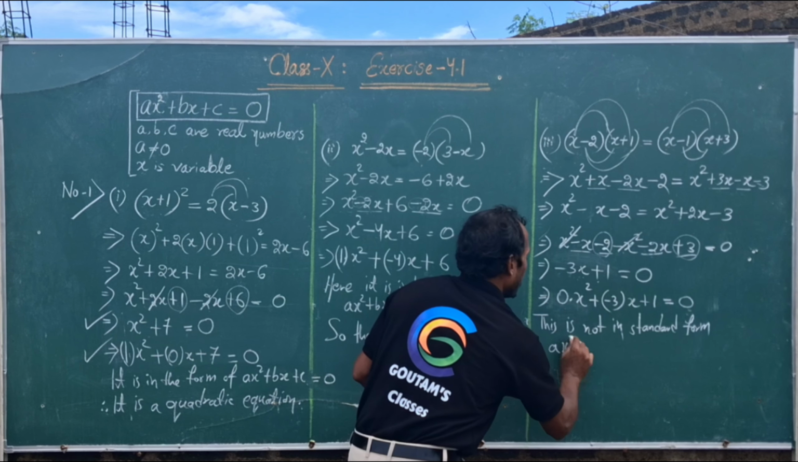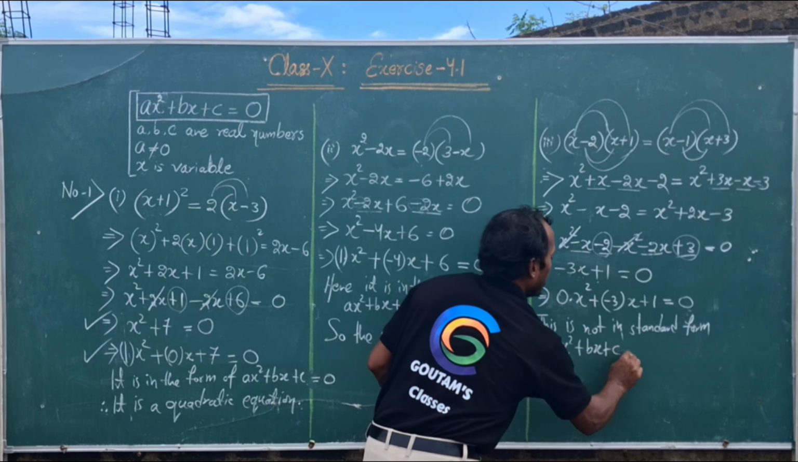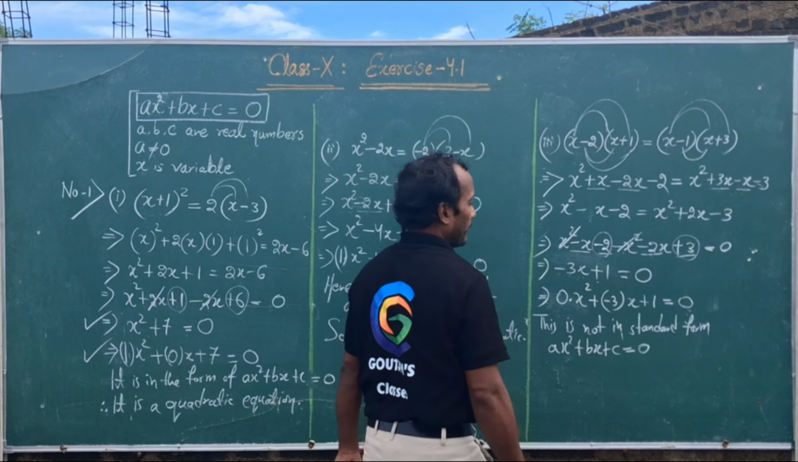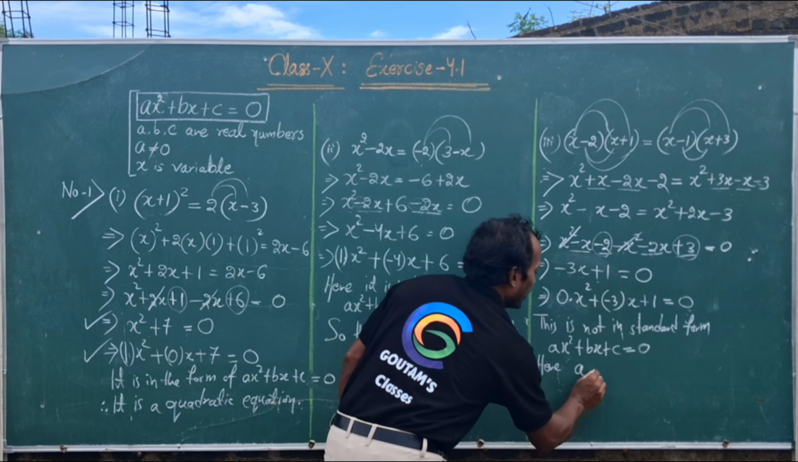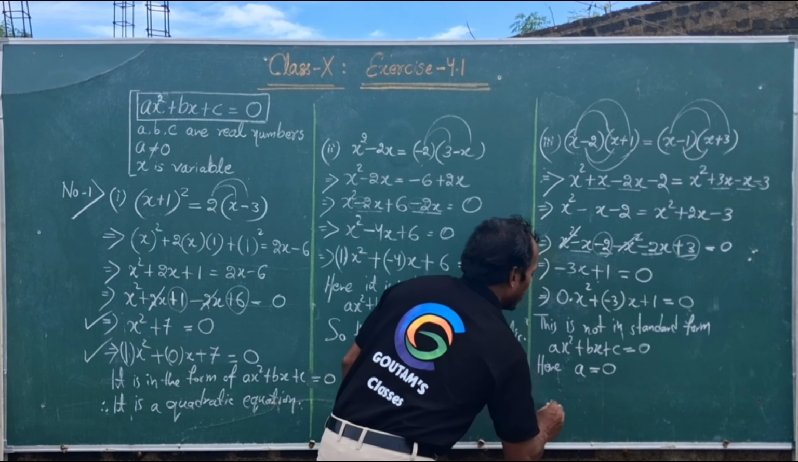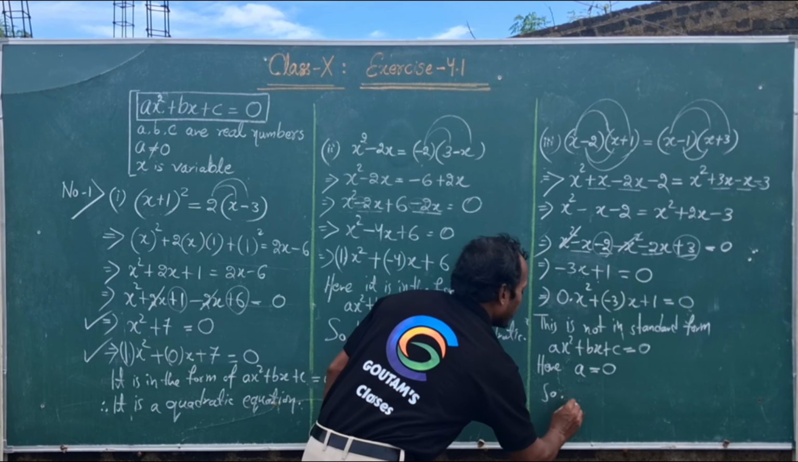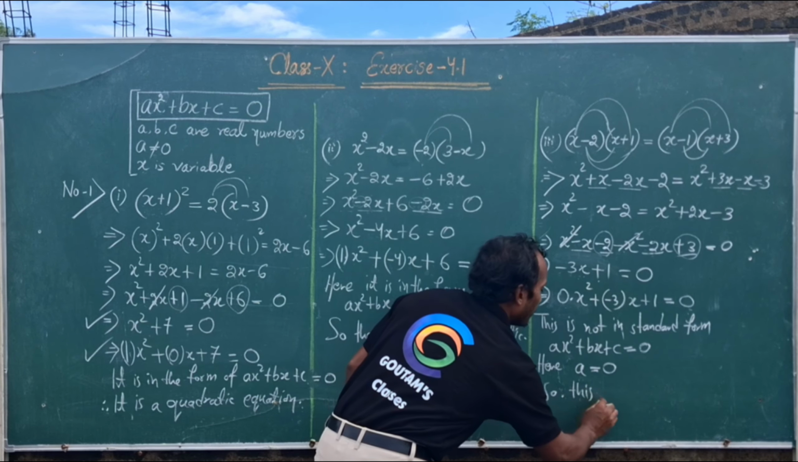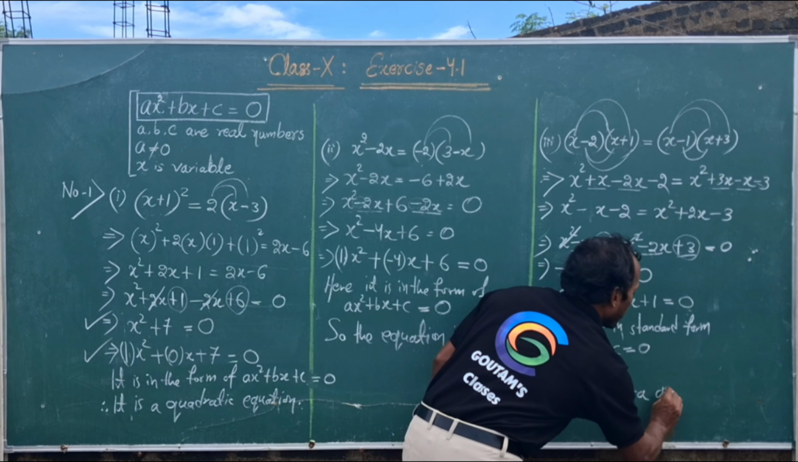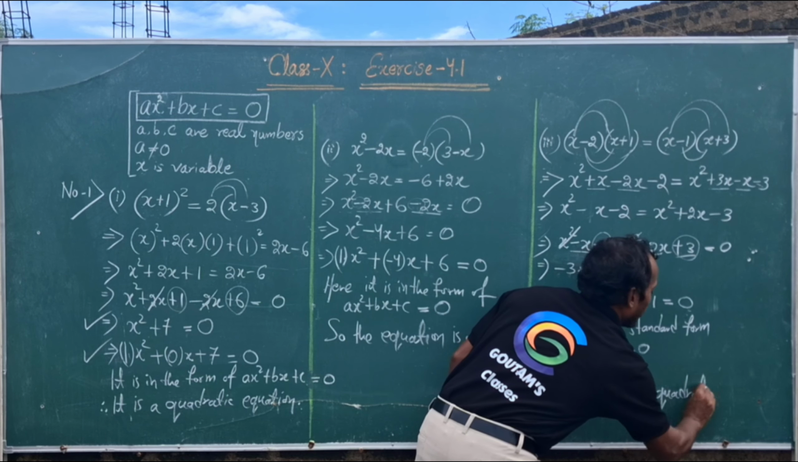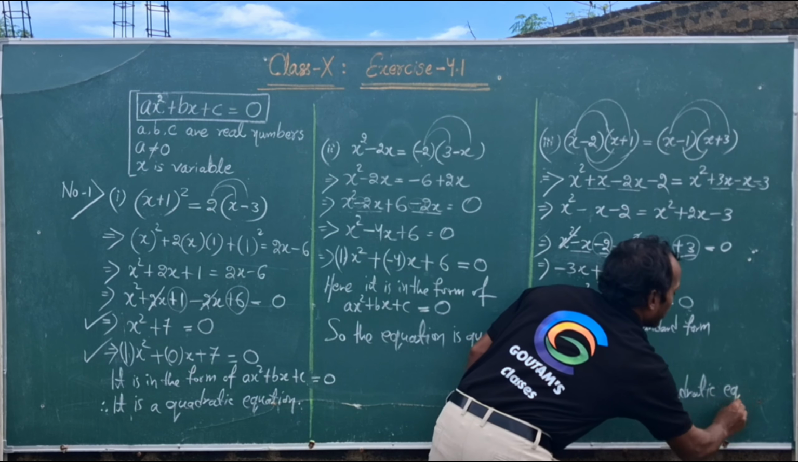This is not in standard form ax square plus bx plus c equals 0. Here a is equal to 0. So this is not a quadratic equation.